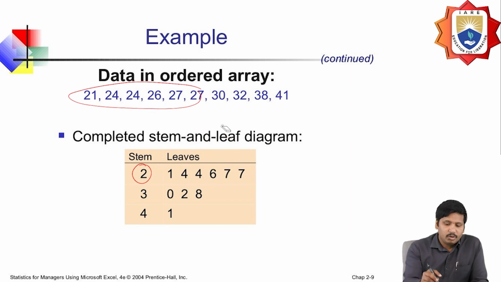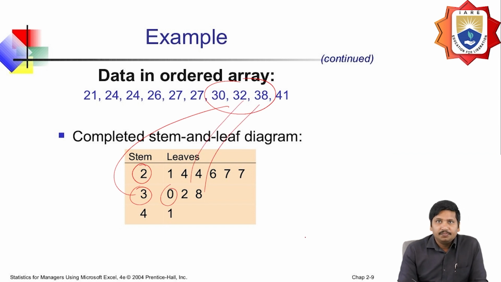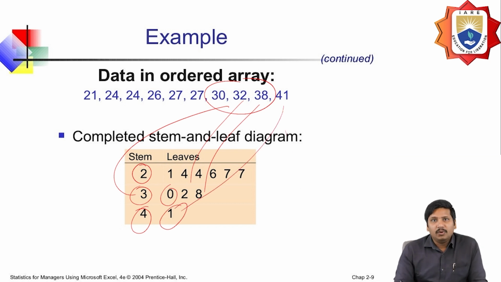Similarly, to construct 30, what is the 30 series data? It is 30, 32, and 38. So for this stem 3, the leaves are 0, 2, and 8. And similarly for stem 4, the value is 1. Like this, we construct the stem and leaf diagram.